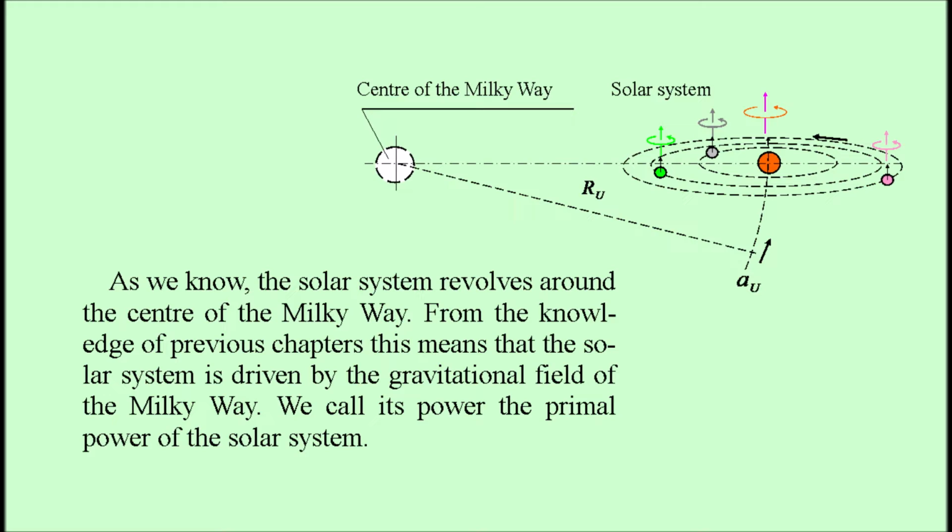As we know, the solar system revolves around the center of the Milky Way. From the knowledge of previous chapters, this means that the solar system is driven by the gravitational field of the Milky Way. We call its power the primal power of the solar system.